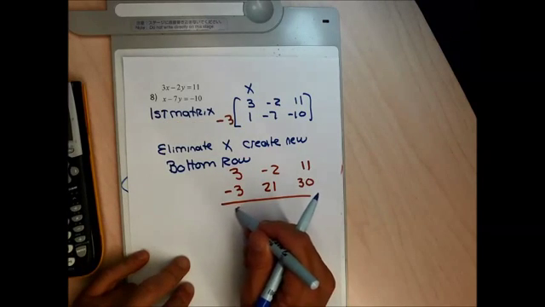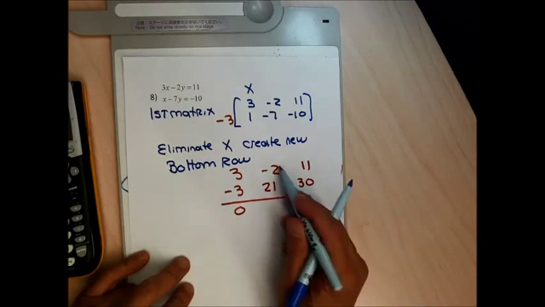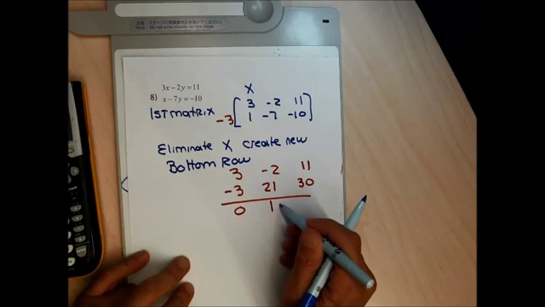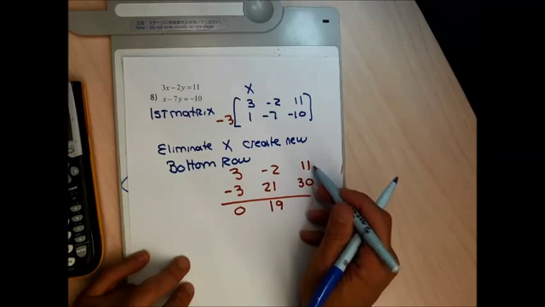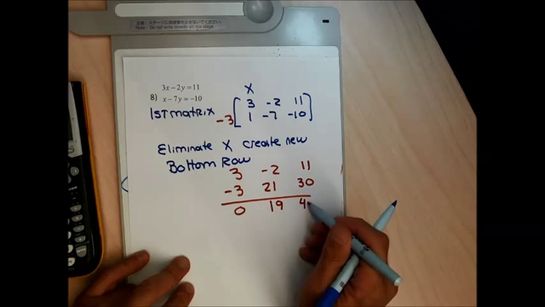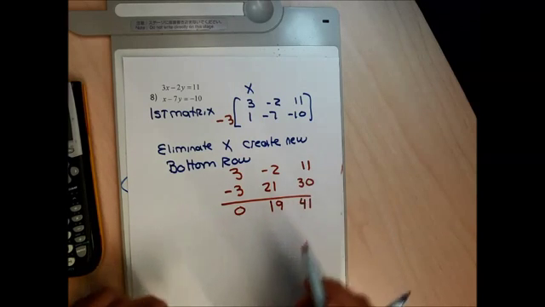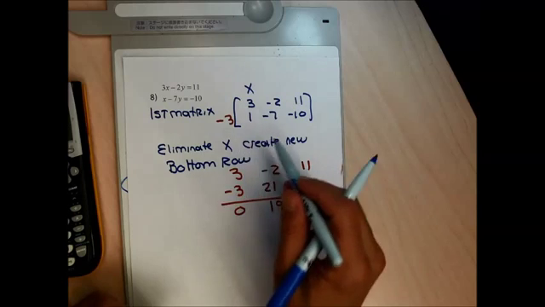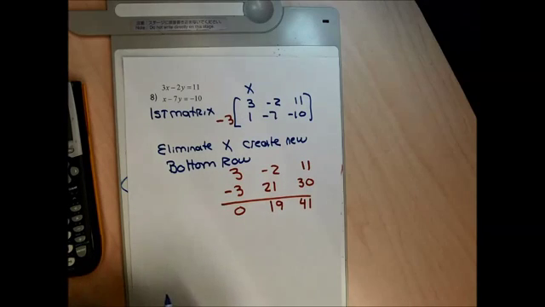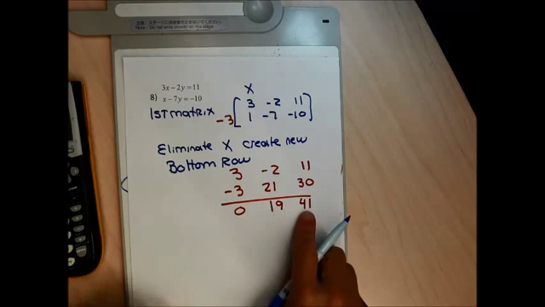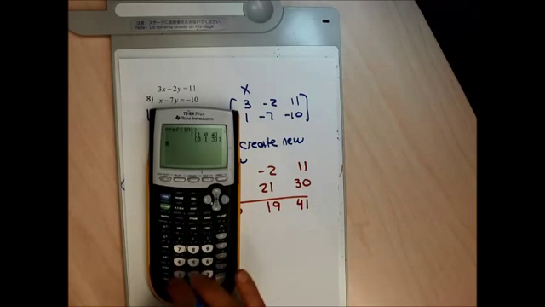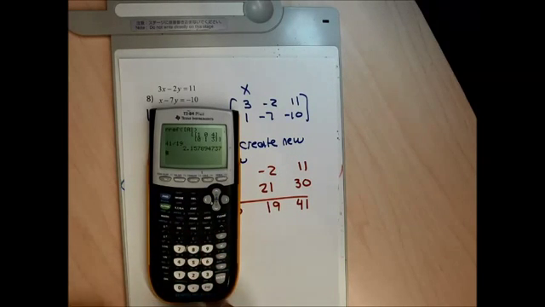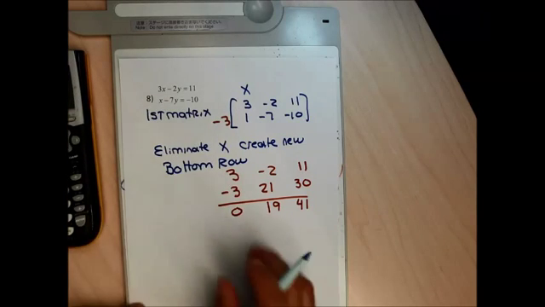Add together and get 0, 19, and 41. This is troubling to say the least. 3, -2, 11, 1, -7, -10, -3, 21, 30. Now, I don't think this divides. 41 divided by 19 doesn't do me any good, so this is going to have a nasty fraction answer. Yeah, I'm going to leave that, and that's going to be my second matrix bottom row.